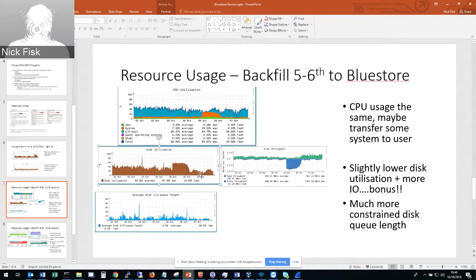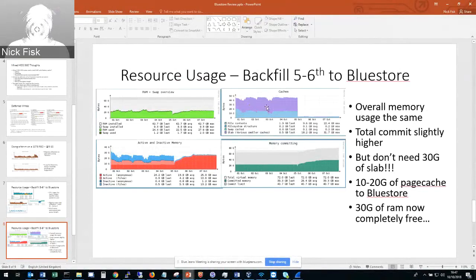Overall disk utilization seems to be slightly lower. I think quite a big one as well is where you had quite long queues on FileStore, certainly with writes. That's a lot more contained in BlueStore, so the maximum queue length seems to be a lot more limited, so that has a lesser impact on read latency.